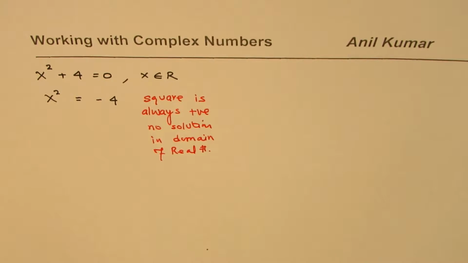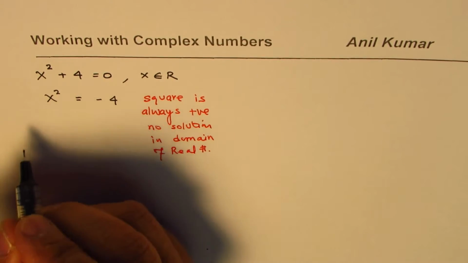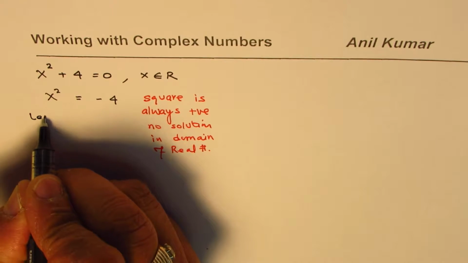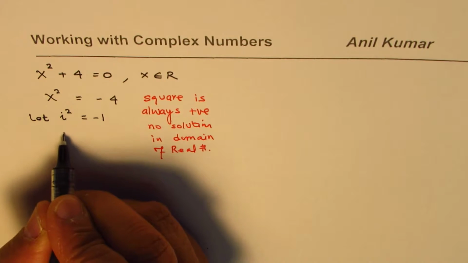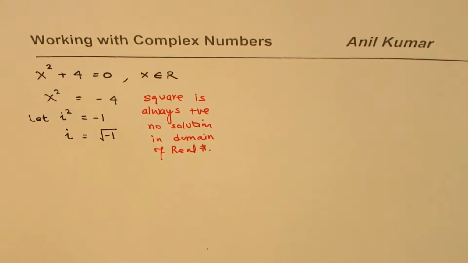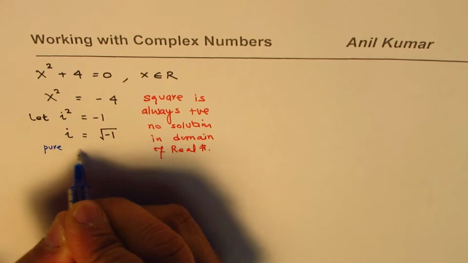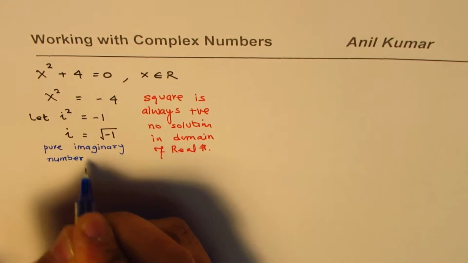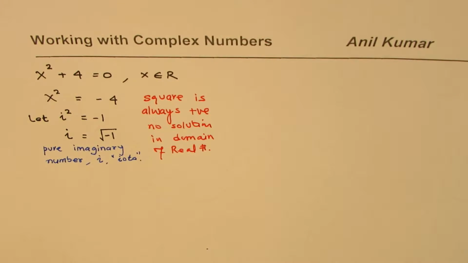But really speaking, when we had been working with such equations so many times, we have to find a solution. So working around with this, we say, well, now let's have a new number which will be known as i or iota. So we say let the square of this number be negative 1. So this is what is introduced. If the square of this number is negative 1, then the value of i is square root of negative 1. So this is called a pure imaginary number. It's not a real number, it's a pure imaginary number. So that's the introduction to the complex number, right?